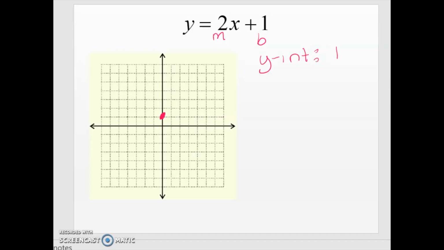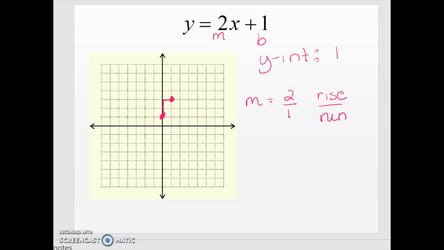Now, what I next need to do is take my slope, which is 2, and remember that that number represents a ratio, rise over run. And so if we don't have it in fraction form, we just turn it into a fraction by putting it over 1. So this tells me I need to rise, go up 2, 1, 2, run 1. That creates the next point on my line.